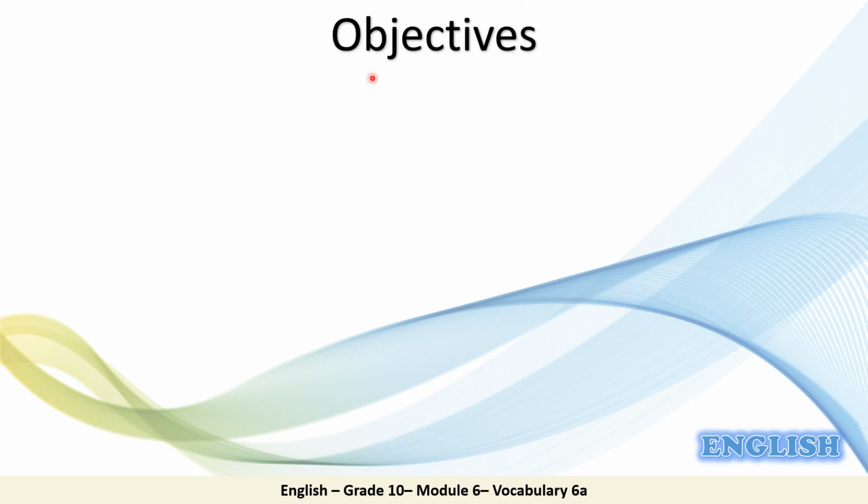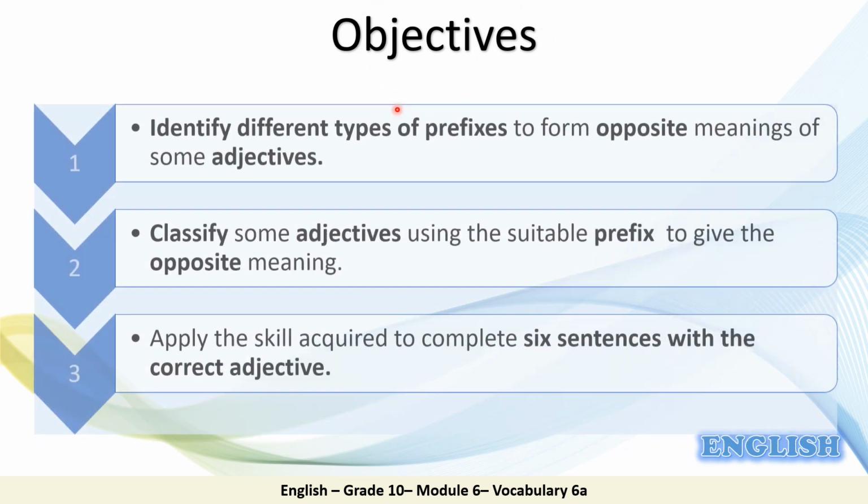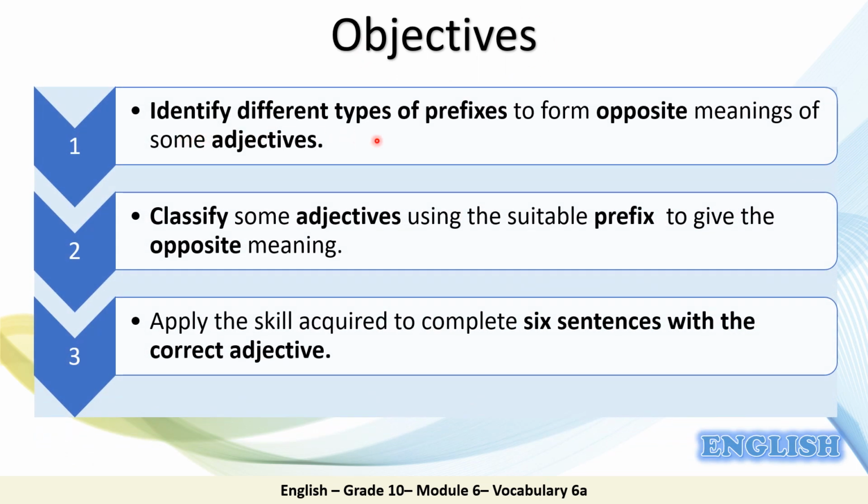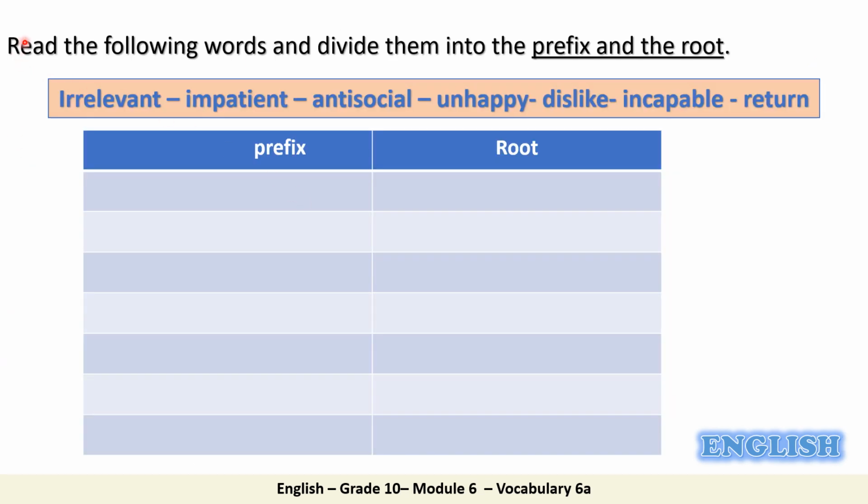Our objectives for today are: number 1 is to identify different types of prefixes to form opposite meanings of some adjectives. Number 2 is to classify some adjectives using the suitable prefix to give the opposite meaning. Number 3 is to apply the skill acquired to complete 6 sentences with the correct adjective. Let's start. Now let's start with the following activity.